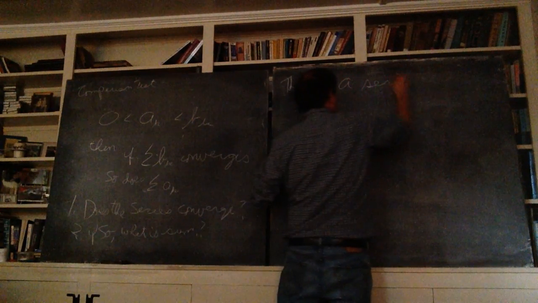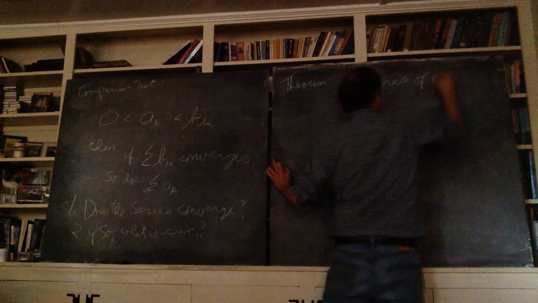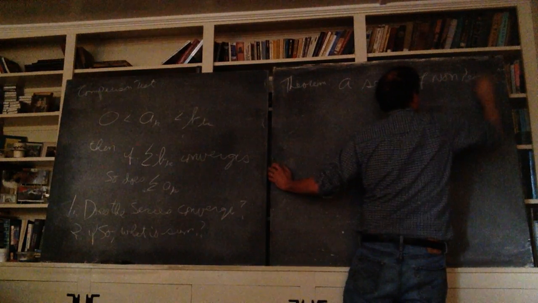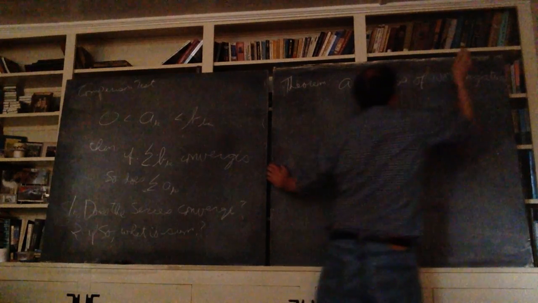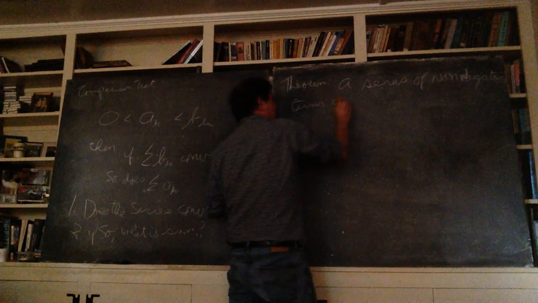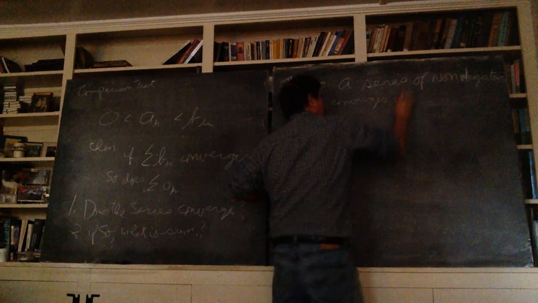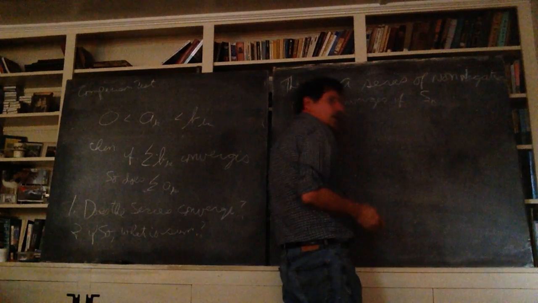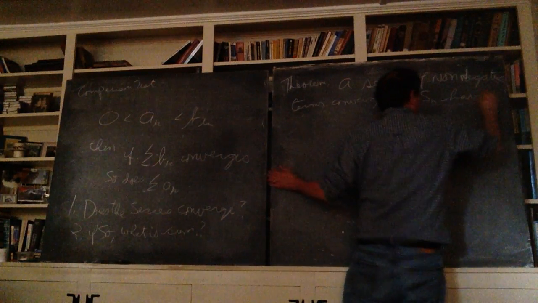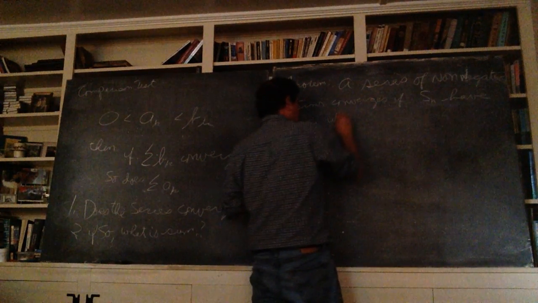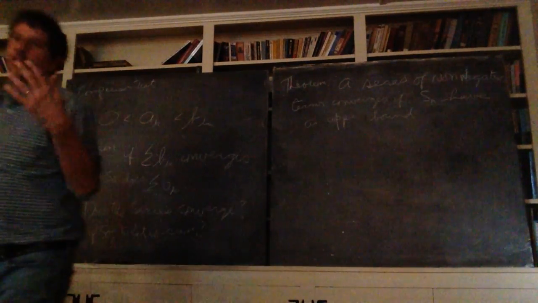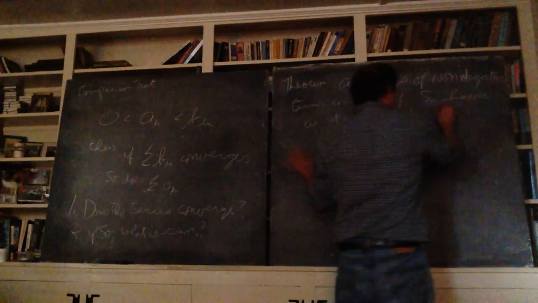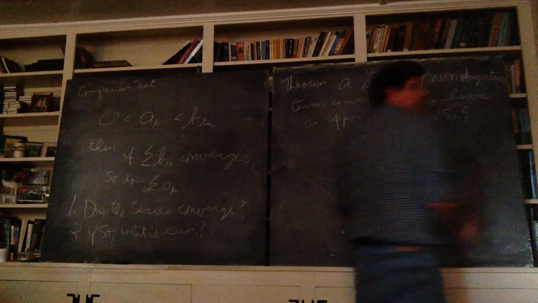A series of non-negative terms converges if these partial sums have an upper bound. And the partial sums, if you recall, form a sequence. The sequence has an upper bound. If that has an upper bound, that thing's going to converge.